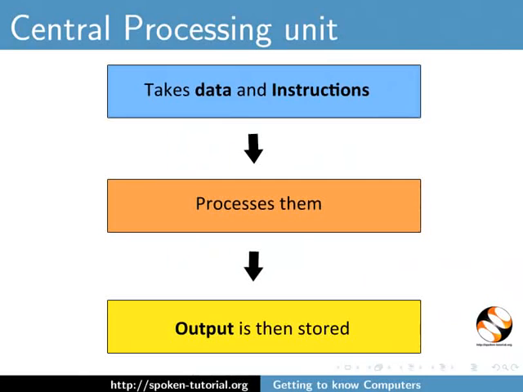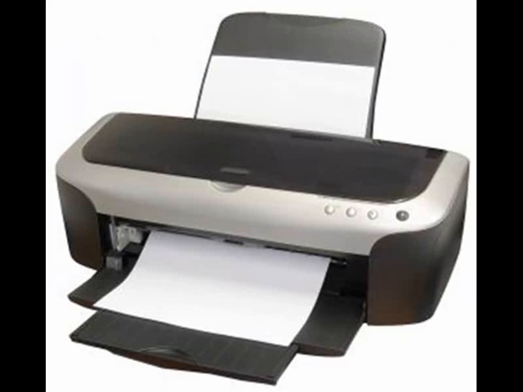It takes data and instructions, processes them, and gives the output or results. The task of performing operations is called processing. The output is then stored along with the data and instructions in the storage unit. The unit that supports the process of producing results from the data is the output unit. Monitor and printer are some of the output devices.